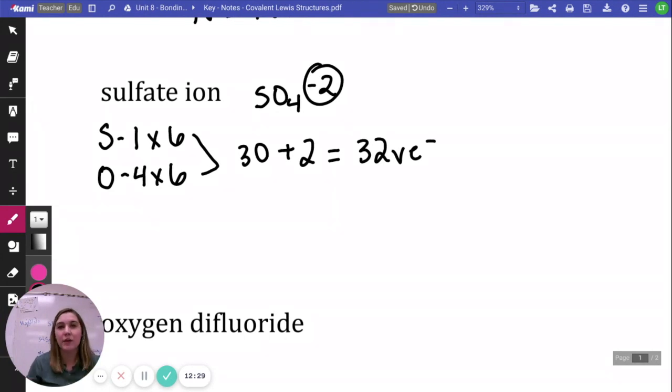Okay, so now we need to determine our central atom. So we have sulfur and oxygen. Sulfur is further down on the periodic table. It's right below oxygen on the periodic table, so it is going to be less electronegative. So that will be our central atom. We also only have 1 sulfur versus 4 oxygen, so it makes sense that that one's going to be our central atom since we have less of them in our compound. Okay, so we'll put sulfur in our central atom and bond 4 oxygens to it.